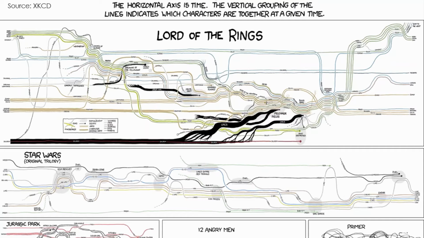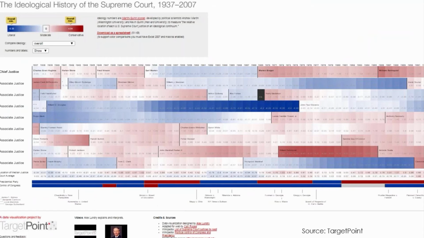Here's a similar sort of thing outlining the story of the Lord of the Rings and the Star Wars trilogy from XKCD. Pretty interesting. I think these can be ordered as posters now too. And here's a digital equivalent of the same in terms of the ideological history of the Supreme Court. And these are a mix of color, time, and vertical stacking to add multiple dimensions.